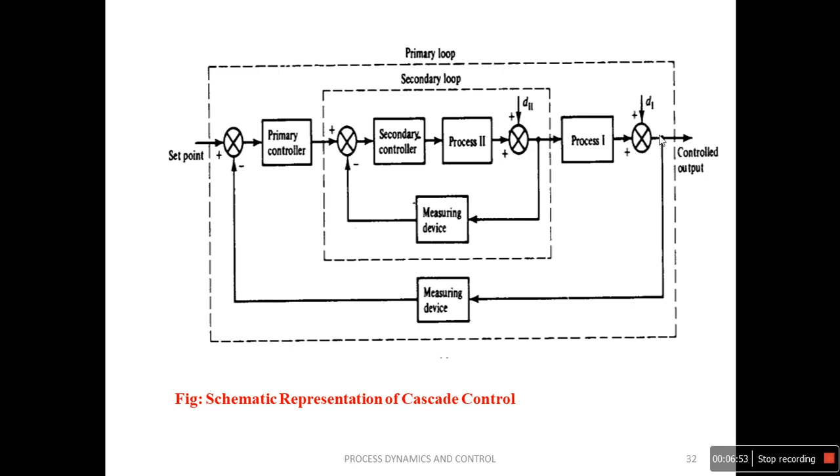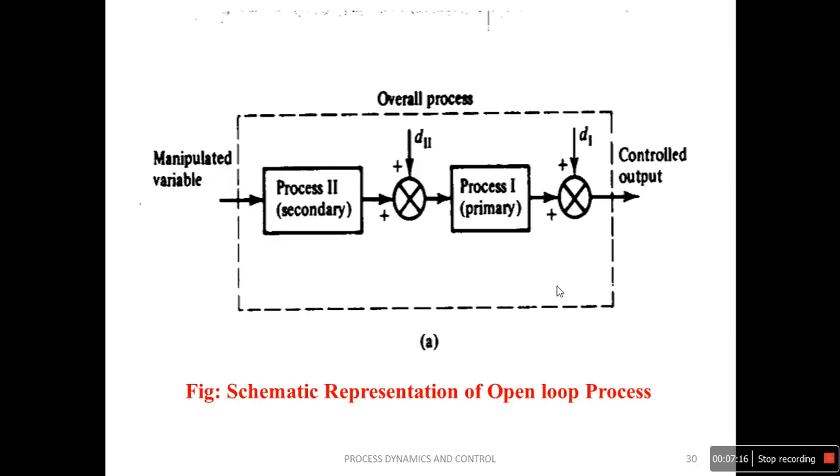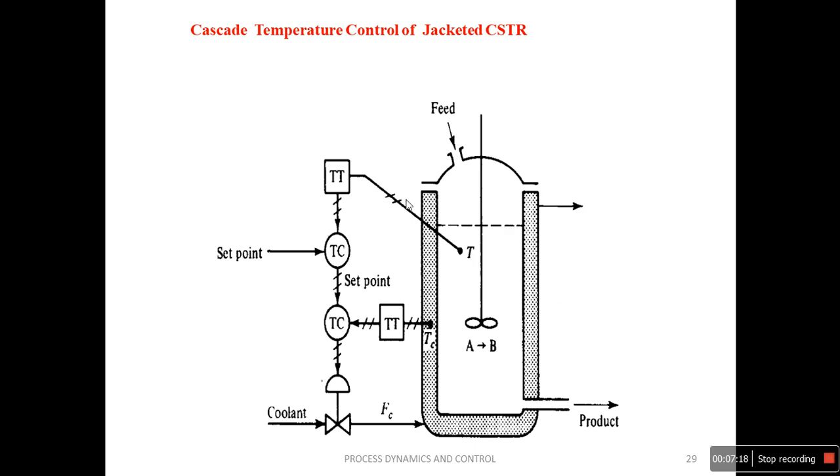So like this, we are going to effectively control a variable in a process by using this cascade control. So this is having perfect control compared to normal or conventional feedback control. So if you observe this cascade control of a CSTR, the secondary controller is a flow controller and the primary controller is the temperature controller.